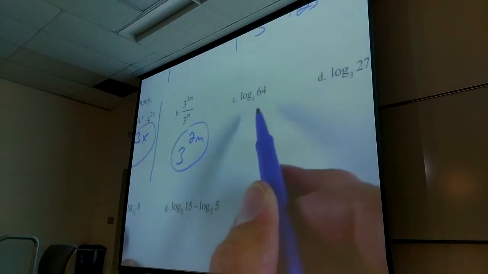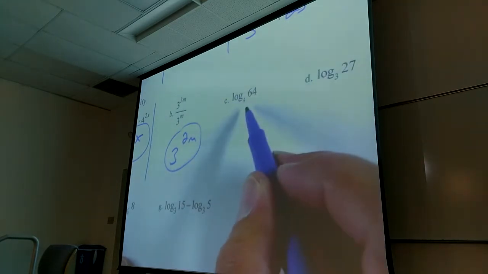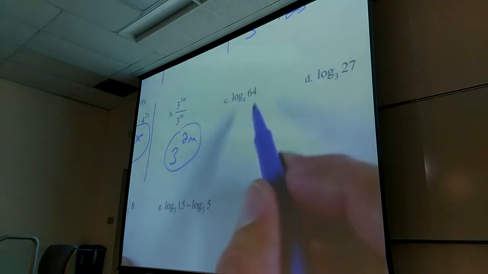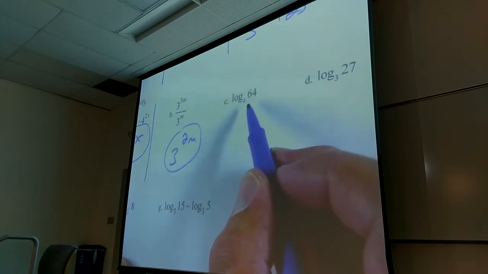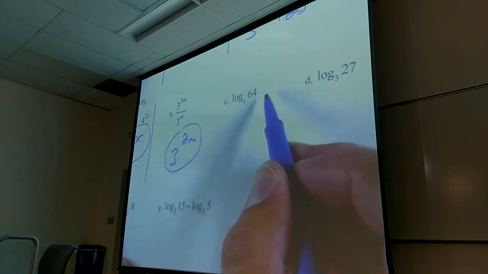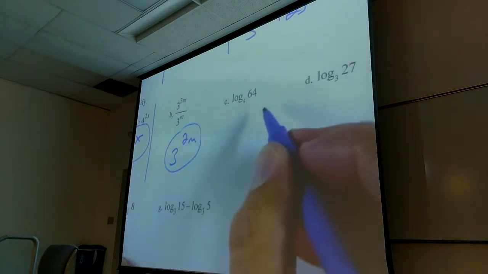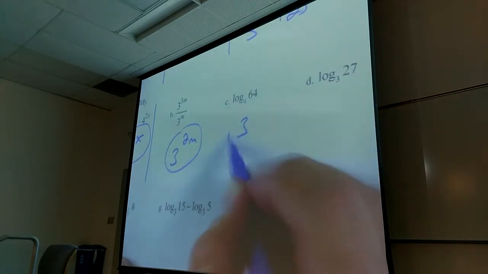What about this guy? What is the question you're asking yourself when you see this? You're asking what power does 4 need on it to become 64? Or you're saying how many 4s does it take to multiply to be 64? So this will take 3. So that's 3.